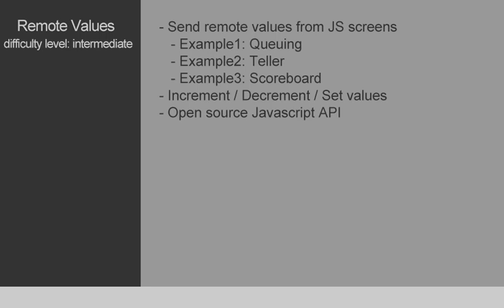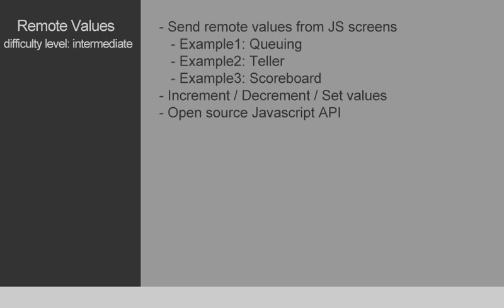In this tutorial, we're going to talk about remote values. Remote values allow you to set specific information from a remote client, such as JavaScript, to a certain field in the screen. So you can, for example, increment or decrement numeric values or set specific strings. And I'm going to show you some JavaScript examples on how to do that.